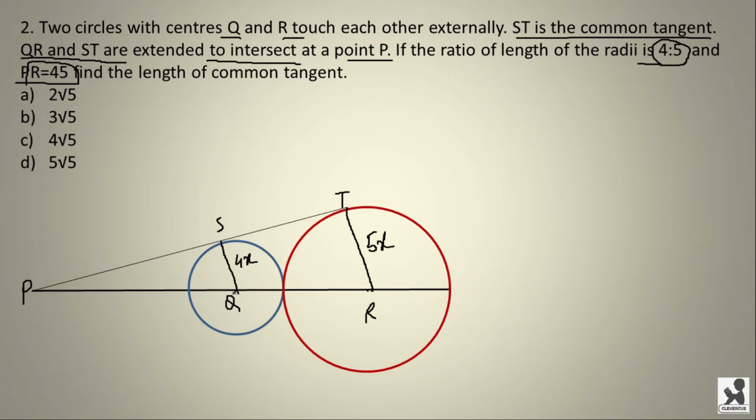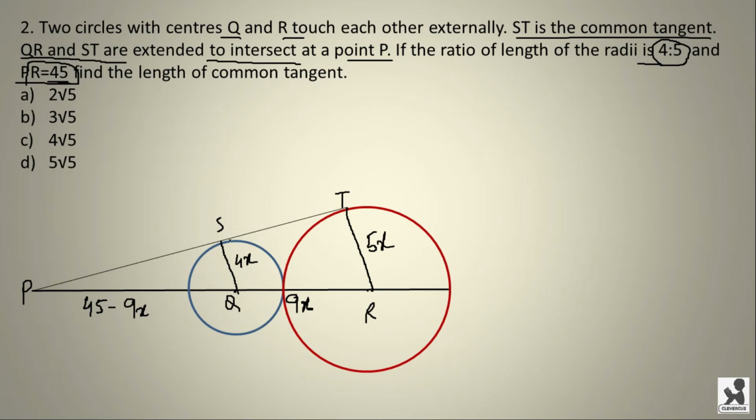And the length of QR will be 4x plus 5x, because this is the radius and this is also a radius, and this length will be 9x. We are given the length of PR is 45. So the length of PQ will be 45 minus 9x. Now we can apply similarity of triangles.